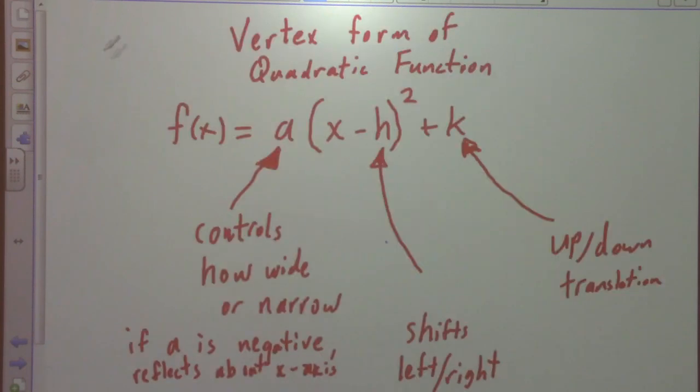Okay, now what I want you to do is make a note of this thing right here. And this is the vertex form of a quadratic function. And I'm going to try to do a little rewriting here. I had a little trouble with people reading.